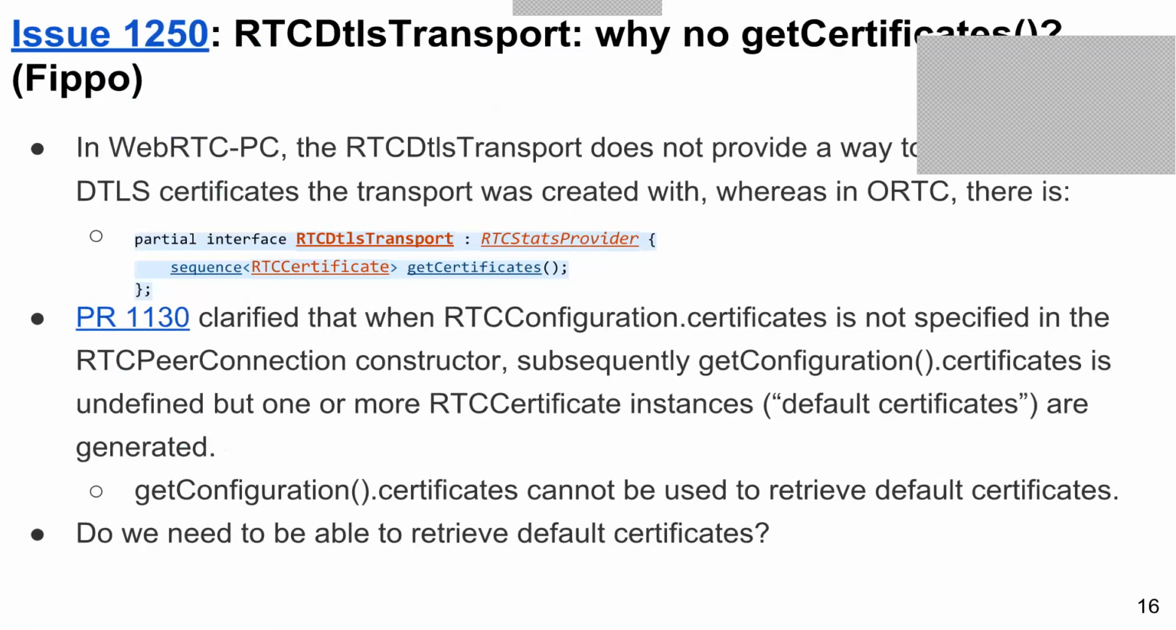So if you didn't specify any certificates, default certs still get generated, but getConfiguration won't retrieve them. As a result, you can't use getConfiguration.certificates to retrieve default certificates. So the question for the group is, is there a need to retrieve default certificates? That's what FIPO is asking for here. Because you can't do it through getConfiguration.certificates, he's asking, should you be able to do it using DTLSTransport.getCertificates?